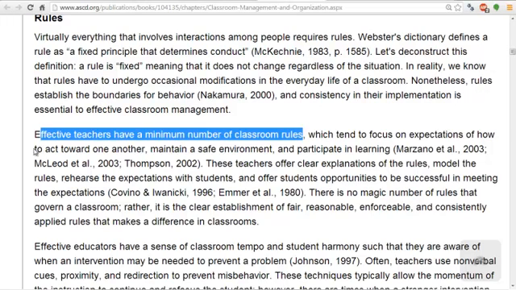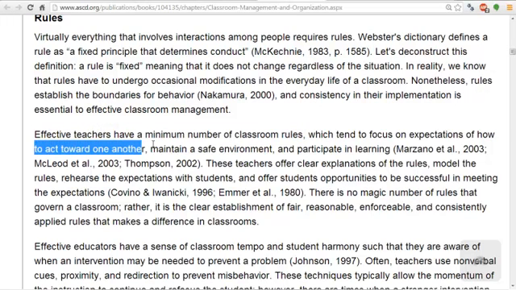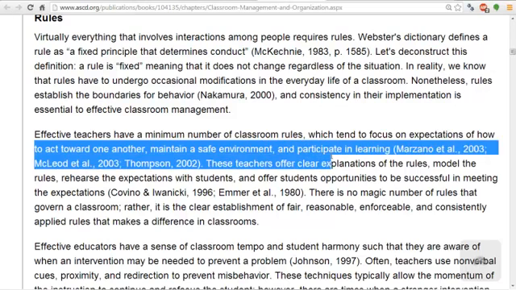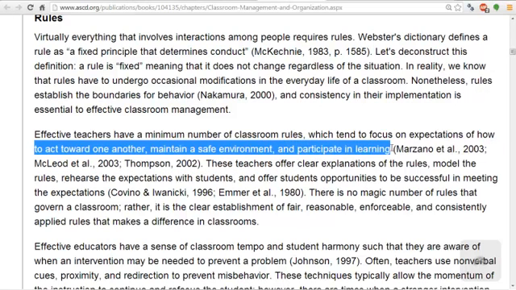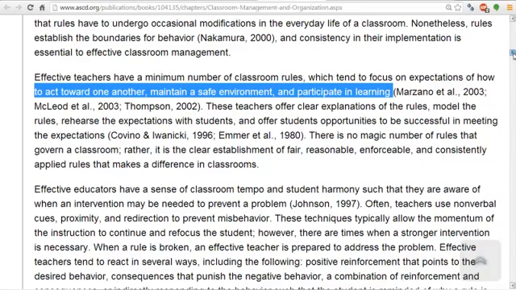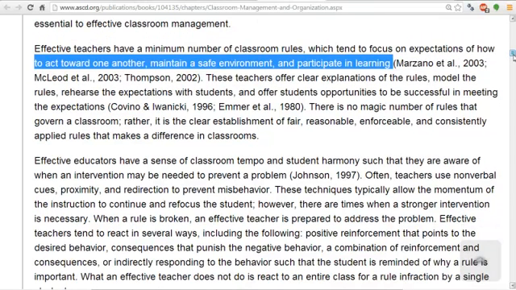And those rules are going to be about how we act towards one another, how we maintain a safe environment, and how we participate in the learning process. You want to offer clear expectations of the rules and clear explanations, and you want to rehearse those expectations with students, if you see here. Sometimes we assume that students know what we want, but that's not always the case. So I always follow the thought of make visible your invisible expectations.